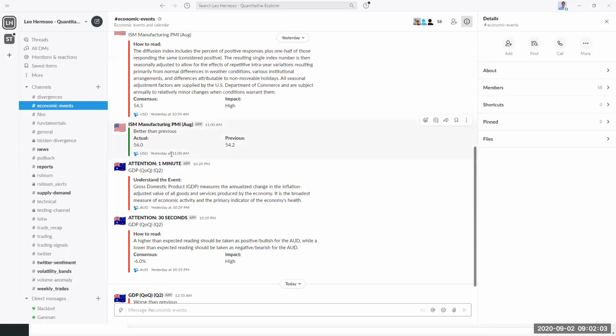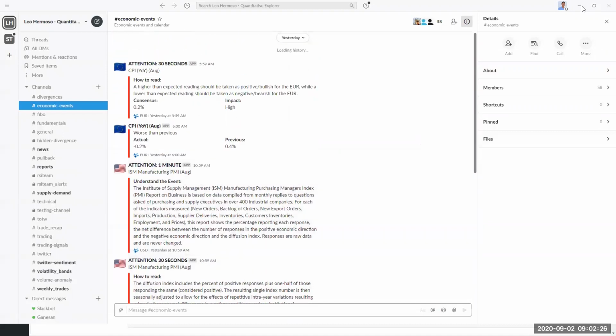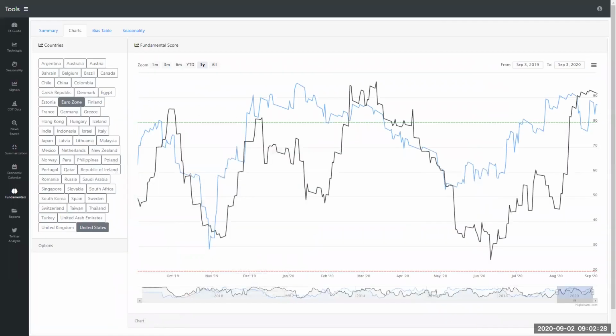But for example, if the actual number is better than previous but worse than consensus, yes, the economy is doing better, but not as well as expected. And this is also true for a number that is worse than expected. So what I did, I took this.